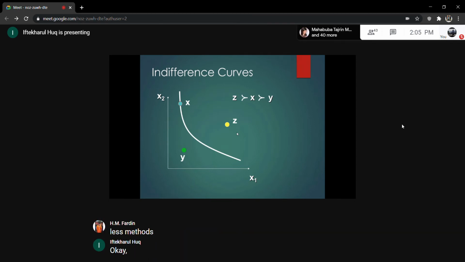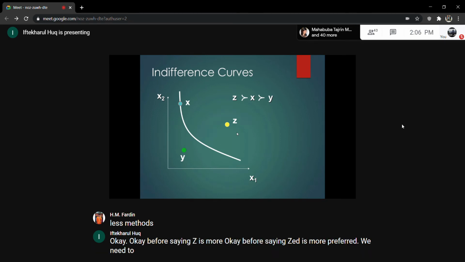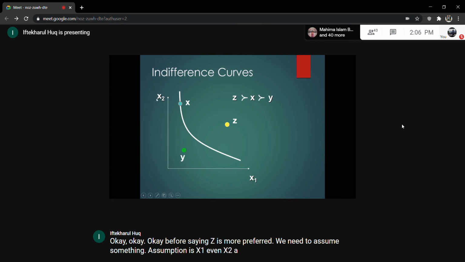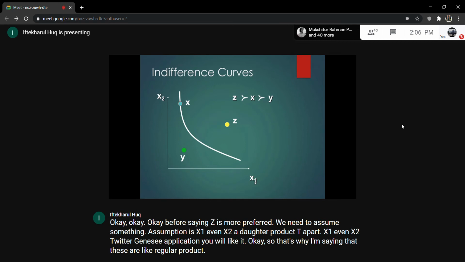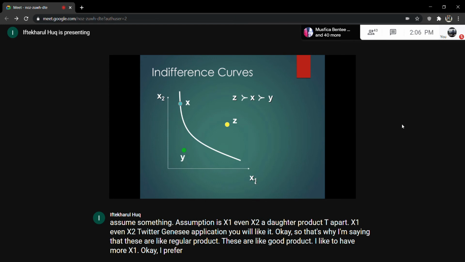Okay, before saying Z is more preferred, we need to assume something. The assumption is that x1 and x2 are both products you like. If you are given more of x1 and x2, you will like it. That's why I'm saying these are like regular, good products. I prefer more x1 than less, and I prefer more x2 than less x2.